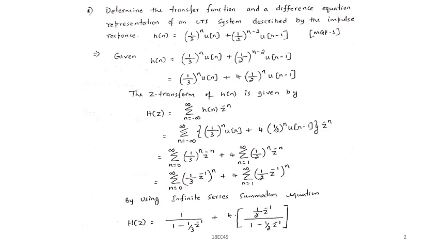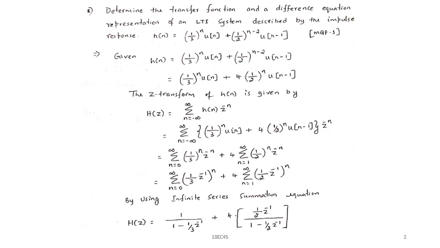Now, the given impulse response h of n is equal to (1/3)^n u of n plus (1/2)^(n-2) u of n minus 1. I'll write this as (1/3)^n u of n plus, expanding it, I get (1/2)^(-2), so it will be 4. So 4 into (1/2)^n u of n minus 1.